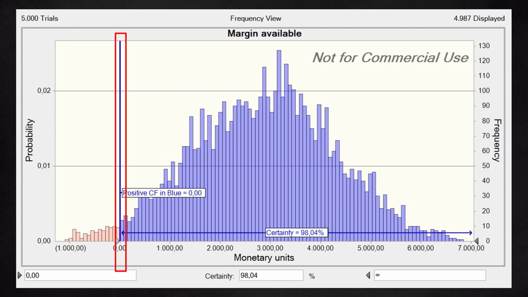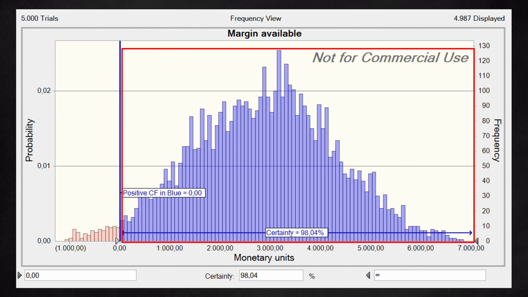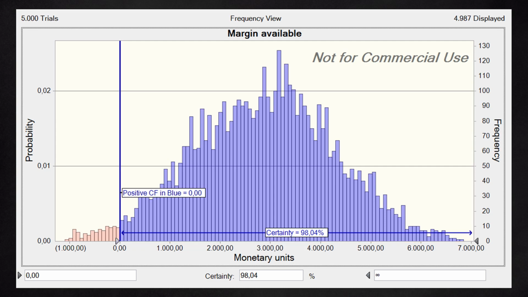Putting a marker at the margin value 0 splits the graph in two parts. The red part shows the negative consolidated cash flows. The blue part, the positive cash flows. Since the surface of the graph represents 100%, we can assign percentages to the different color parts. We see that the area in blue equals, rounded, 98%. We can conclude that we are 98% certain that the farmer's cash flow margin is higher than 0.